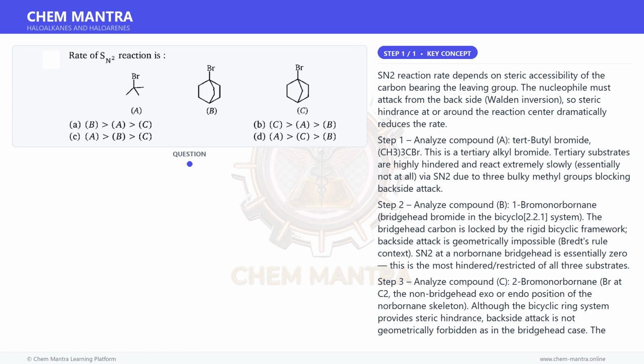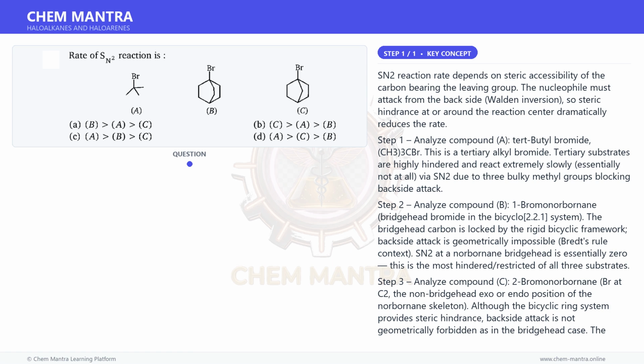Step 3. Analyze compound C, 2-bromonorbornene, Br at C2, the non-bridgehead exo or endo position of the norbornene skeleton. Although the bicyclic ring system provides steric hindrance, backside attack is not geometrically forbidden as in the bridgehead case. The carbon is secondary and the ring constrains but does not completely prevent SN2. Thus, C is more reactive toward SN2 than both A and B.